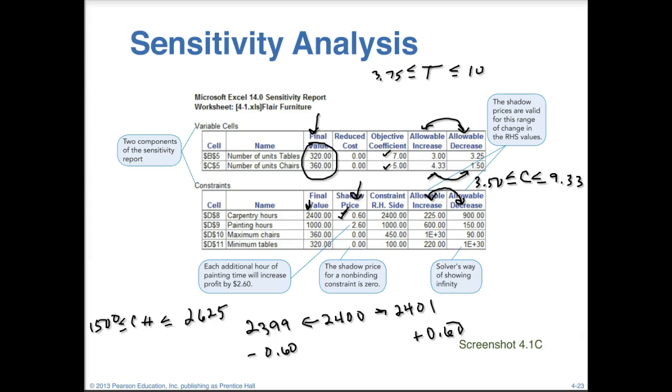And of course, the same kind of thing you see for the painting hours. Okay? And if you notice, the painting hours, the shadow price is way more than the carpentry hours. So this tells us that if we are able to change the painting hours, increase them, then our profits are going to be affected very much so. Whereas if we decrease the amount of painting hours, then our profits are going to be affected negatively more so than it is if you do the same thing with carpentry hours.